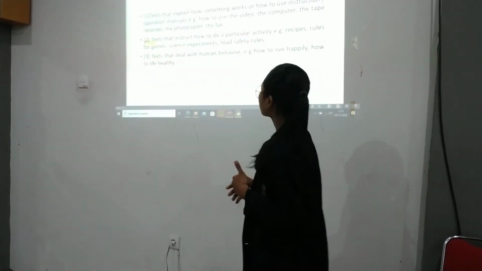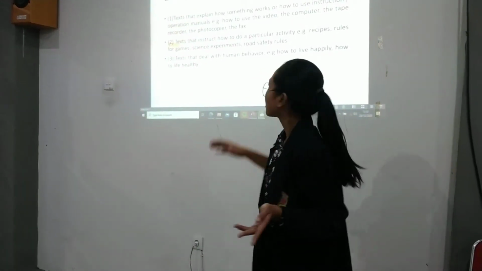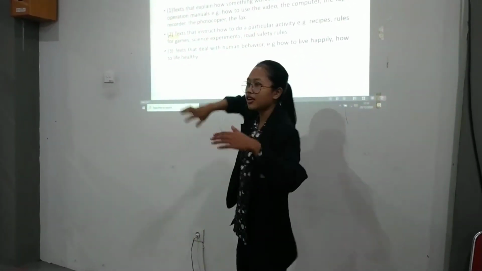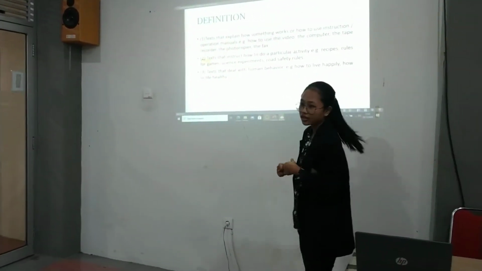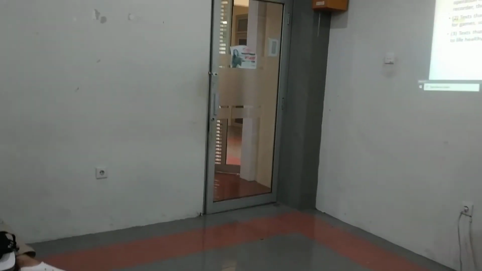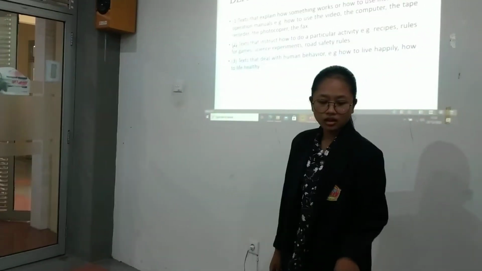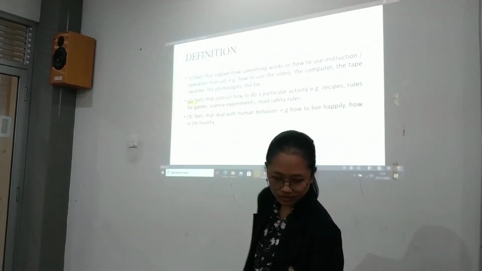Okay, the second is text that instructs how to do a particular activity, right? Recipes, rules for games, science experiments, road safety rules. We can find a lot of examples from this one, like when we want to cook something, or when we are on the way and we read some rules on the road for safety. And the third is text that deals with human behavior. For example, how to live happily and how to live healthy.